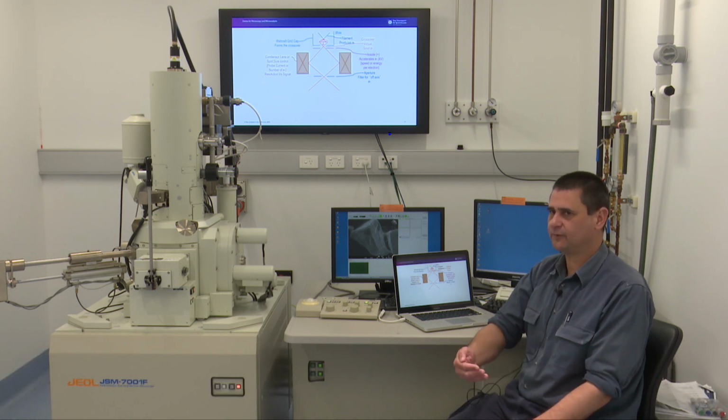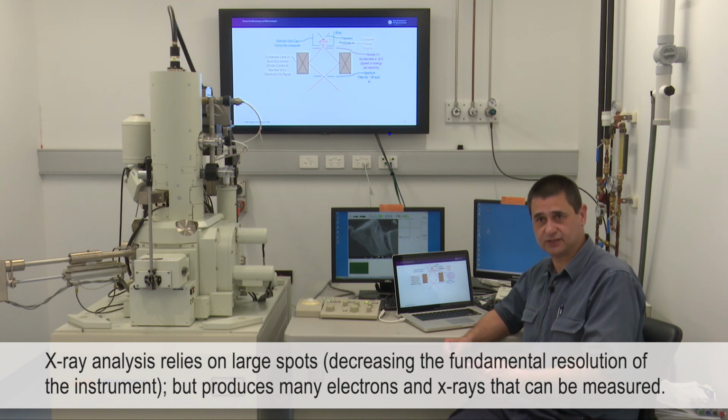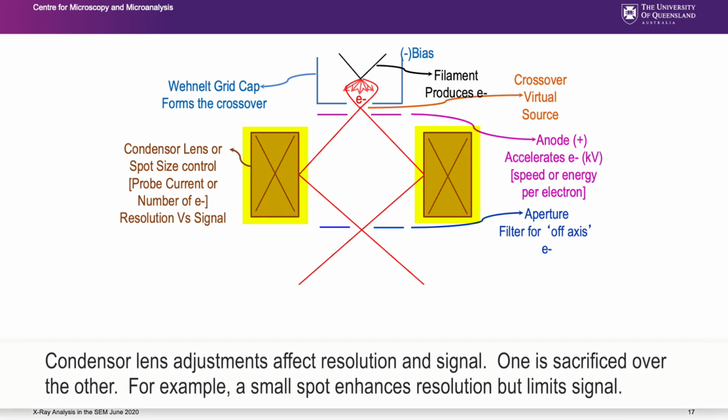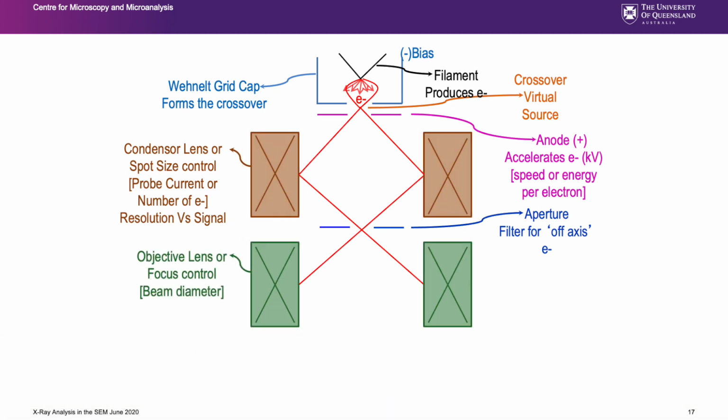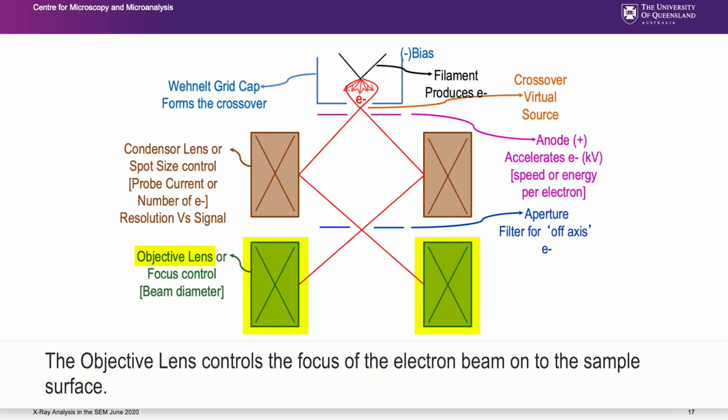So often for us, we go to a large spot, which decreases the fundamental resolution of the machine, but it gives us lots of electrons, lots of X-rays, and we can get some good spectral analysis happening. That is the bargain between resolution and signal. That's where a lot of the adjustment is made in the spot size, or the beam current, whichever way you want to call it. Once you've created your spot, this is often then brought into focus with the final lens, which is called the objective lens.